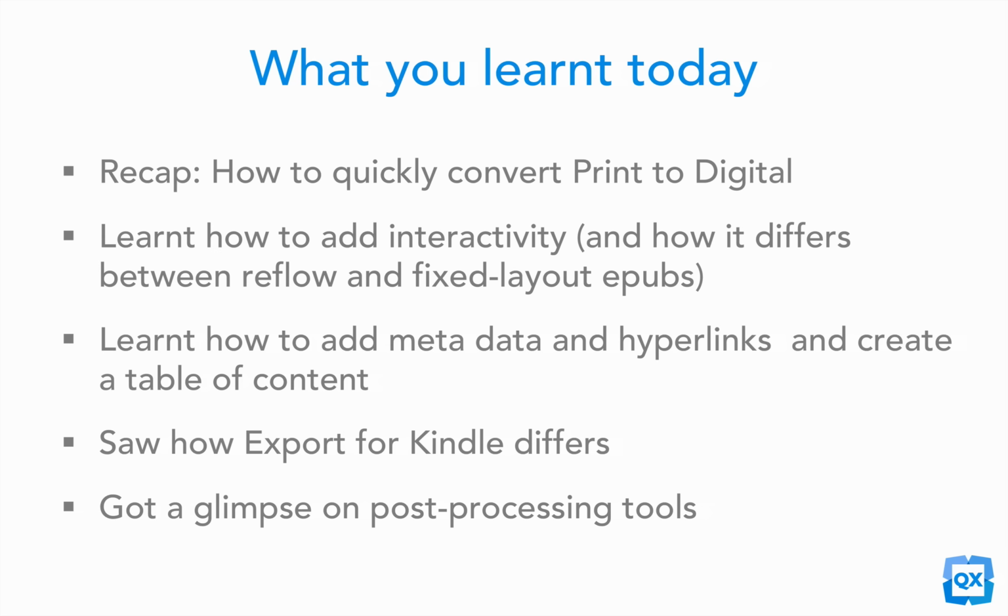What did we learn today? Well, first we saw a recap how to quickly convert print to digital. We saw that already last time in our first webinar about ePub. We learned how to add interactivity, and especially how interactivity differs between reflow and fixed layout ePubs. Then we learned how to add metadata and hyperlinks, and how a table of content is automatically created out of articles. And we saw how the export for Kindle differs, and we got a small glimpse on 2 post-processing tools, which are very powerful and something you should actually add to your tool portfolio.